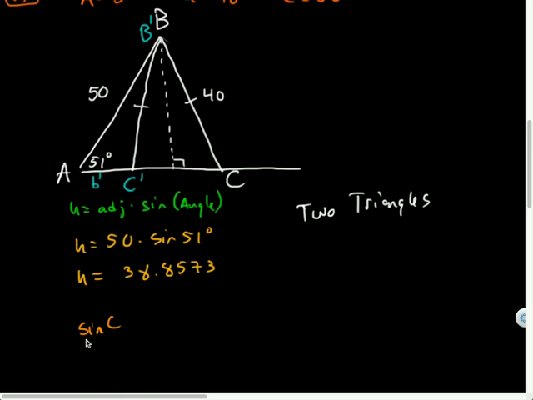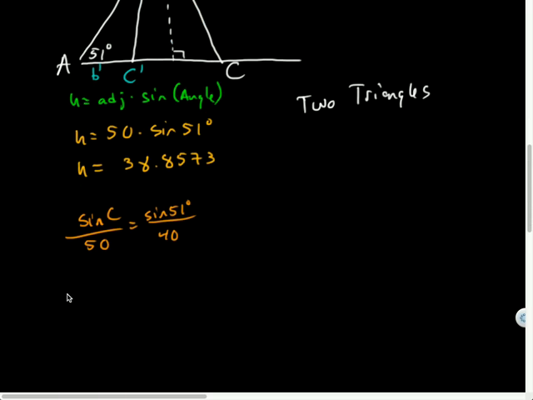So let's see. Sine of angle C over 50 is equal to sine of 51, the angle A, over side A, which is 40. So I'm going to skip a little bit of work, and C is going to equal the sine inverse of what? I'd multiply both sides by 50, right? And then sine inverse both sides. So it's 50 over 40 times sine of 51.